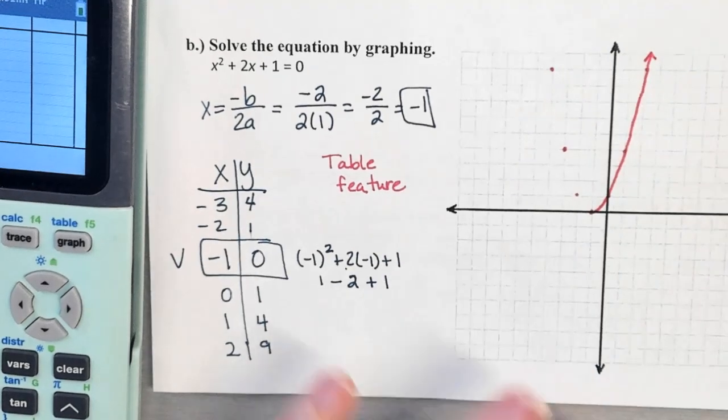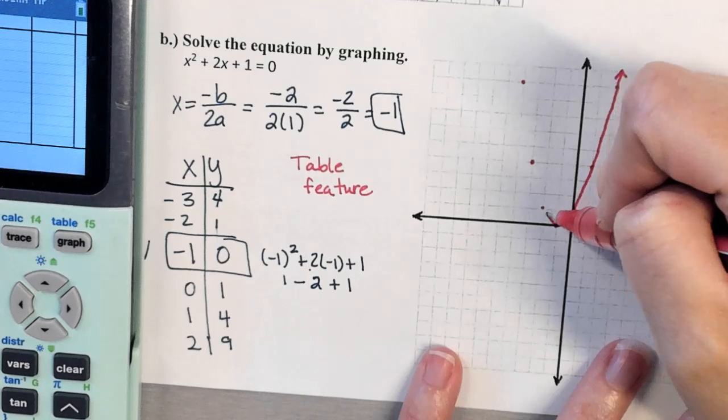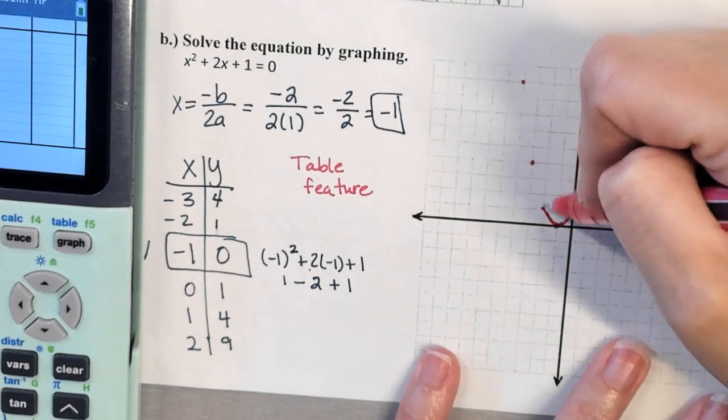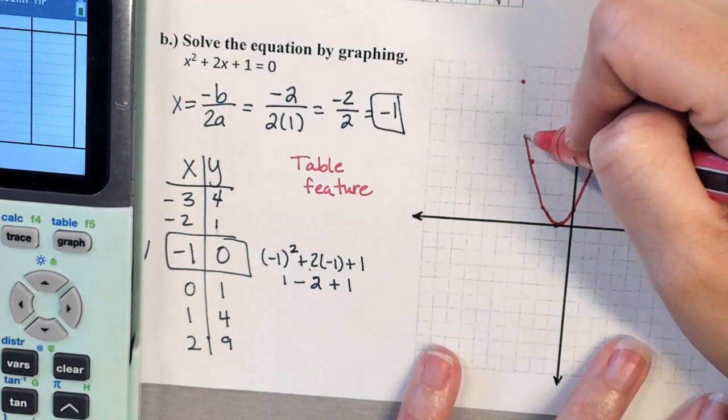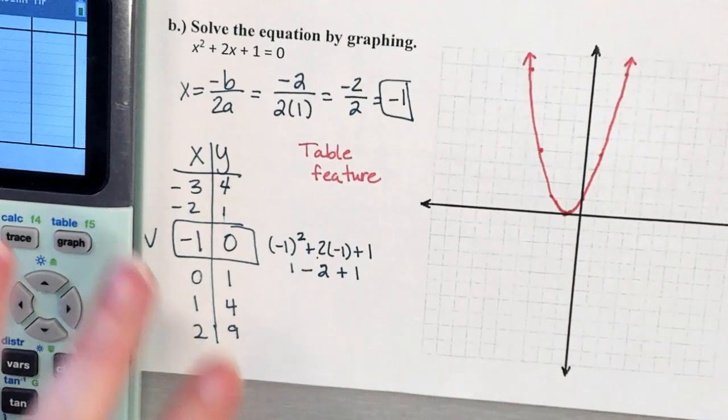And I like to do each side separately. I just usually graph better that way. You want there to be a nice little curve here. Okay, a nice U shape.